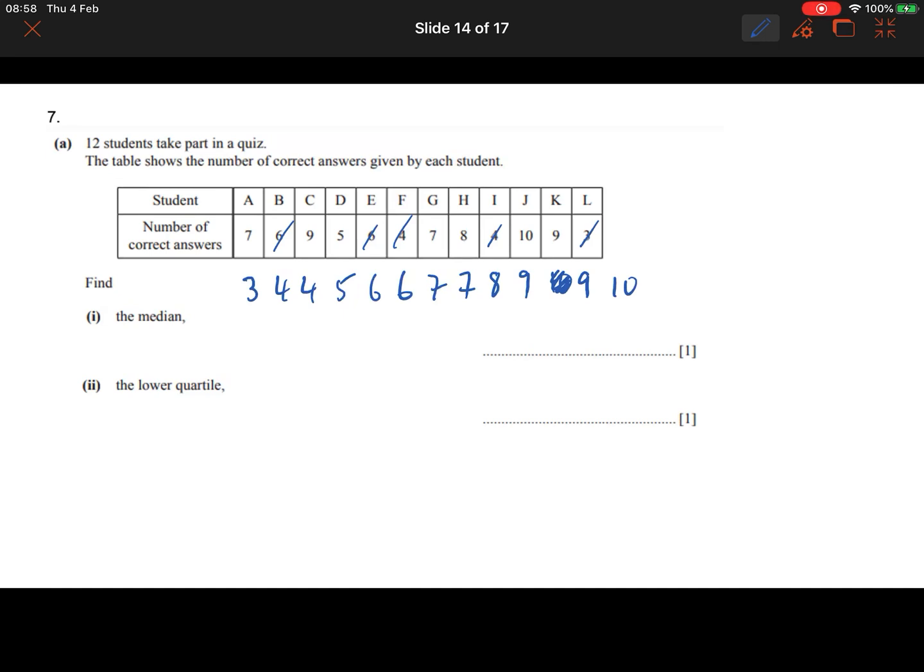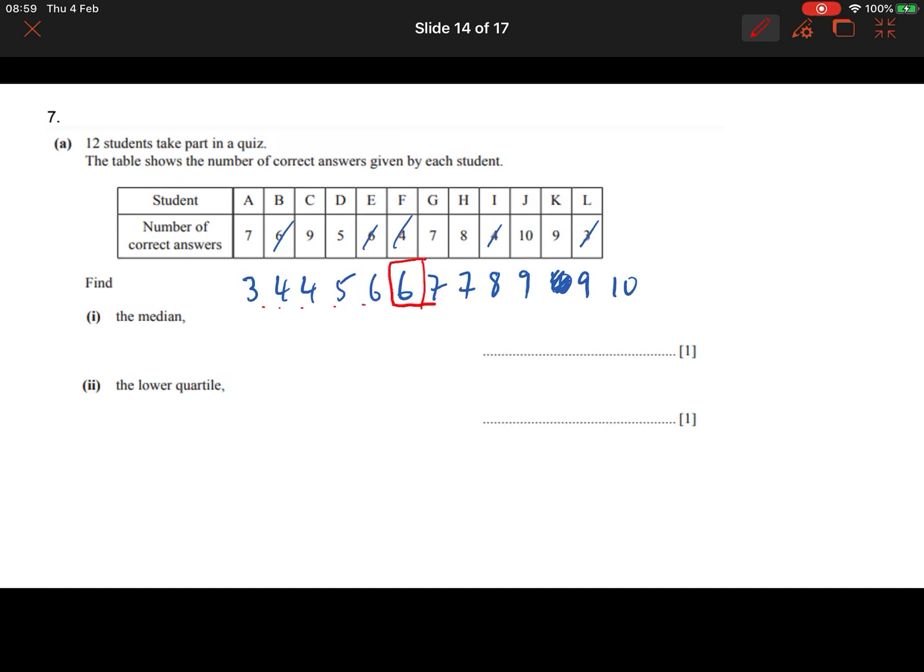Okay, there's 2 9s. So I put my data in order. Okay, and how many bits of data are there? Well, there's 12. Okay, so the middle value, if I've got an even number of numbers, if I split this in half, 1, 2, 3, 4, 5, 6.